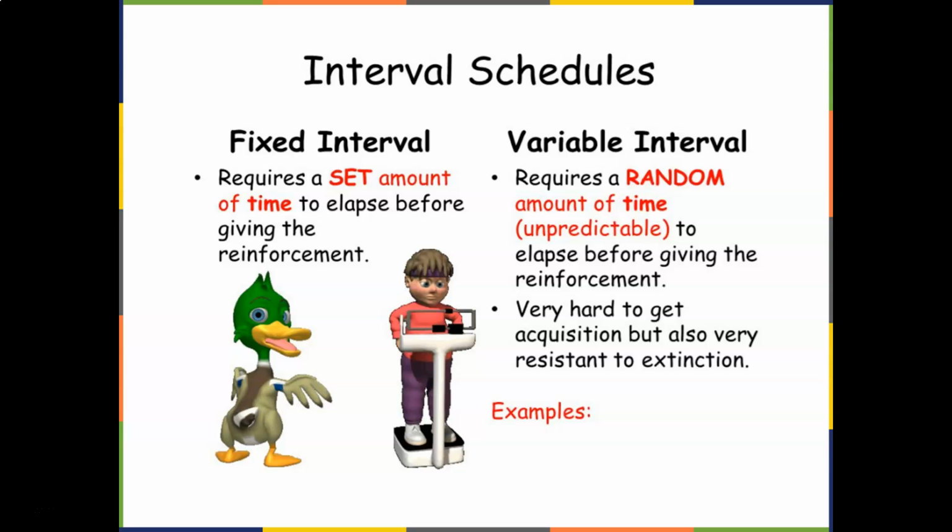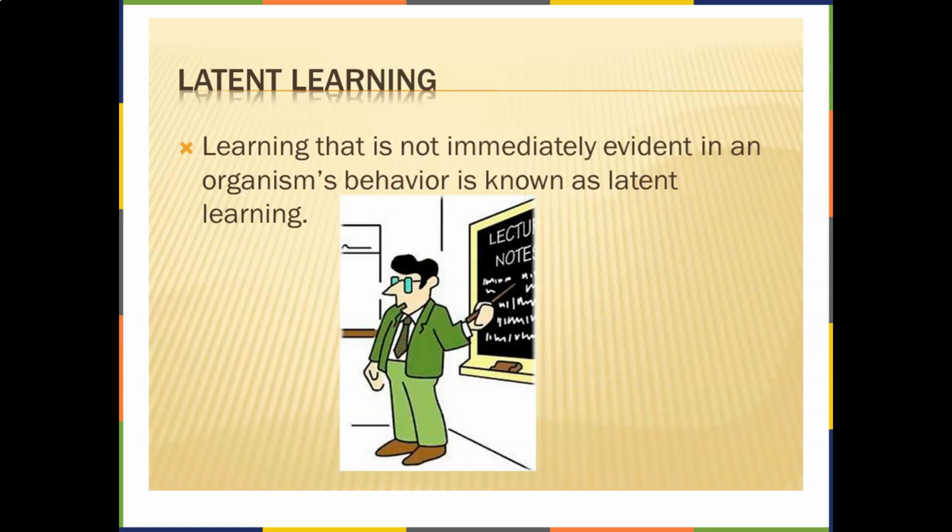And in order to summarize that, I did put this together for you, and this is just a reminder. Remember, fixed interval means a set amount of time, and variable interval means a random amount of time. It's unpredictable. So I hope that helps you to put all that together in your understanding.